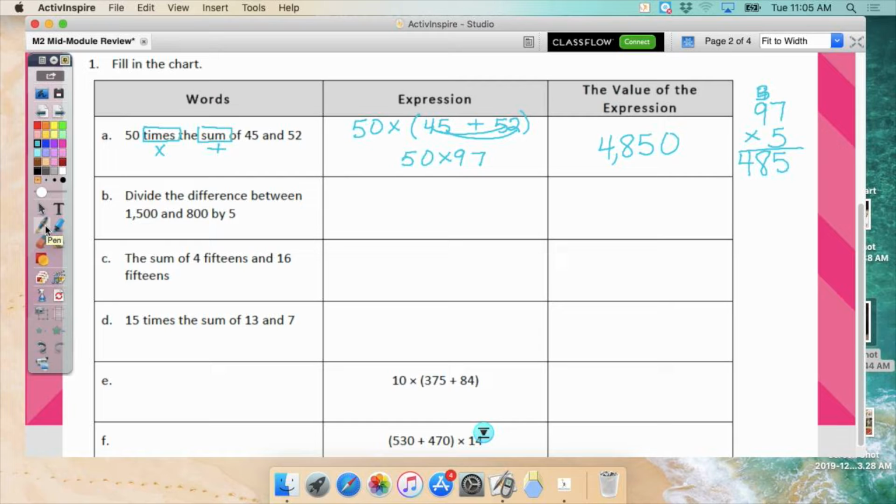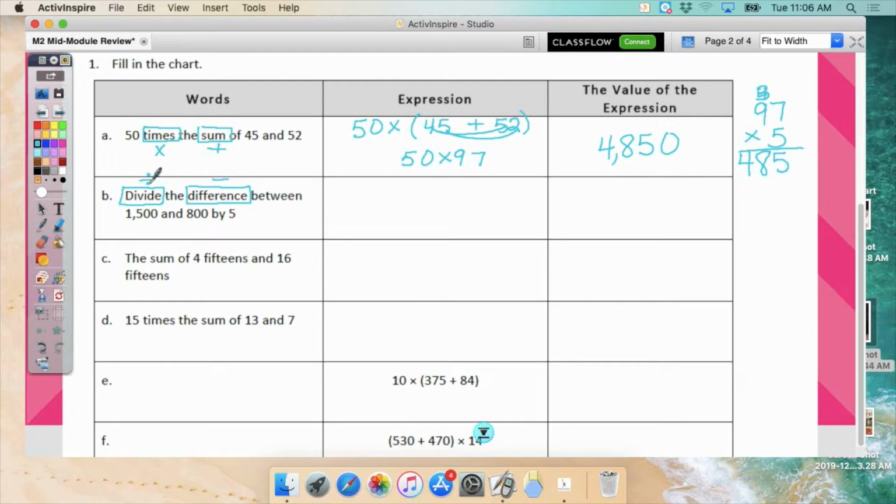So let's take a look at the next one. This is actually kind of a trick. They put one on the test that we did in practice in class. So we can do it though. We can figure it out. We've had difference before, haven't we? Yeah. Okay. What does that mean? Subtract. Good. And then divide means to do what? Divide. That's pretty simple, isn't it? Okay, now here's what it says, and this is where they're trying to get you. Divide the difference between 1,500 and 800 by 5.